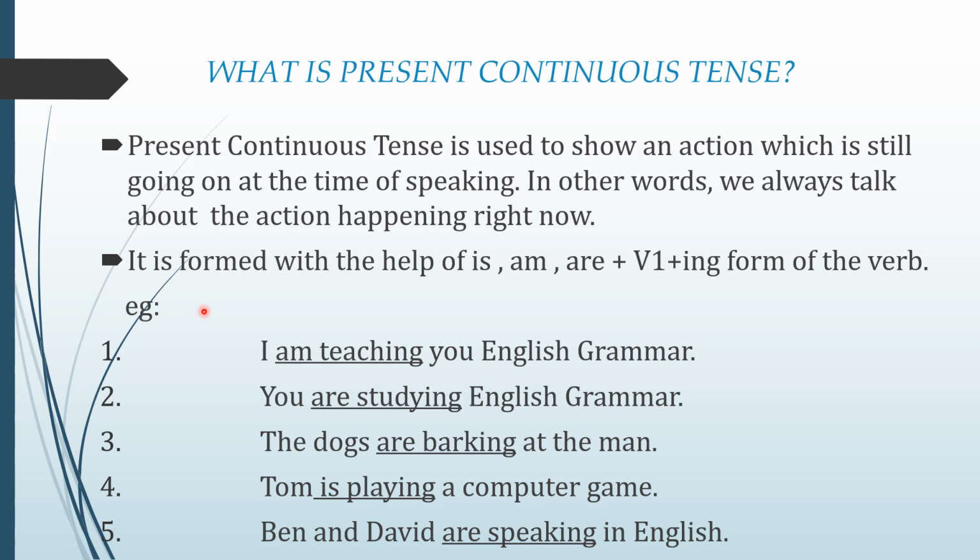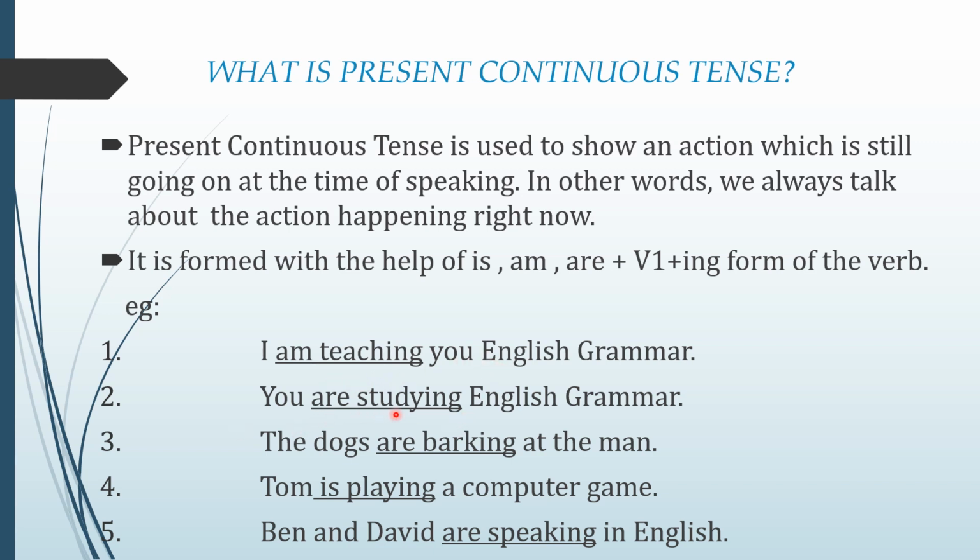Now, how are the sentences of present continuous tense formed? They are formed with the help of is, am, are as a helping verb, plus the first form of the verb and the ing form. For example, I am teaching you English grammar. In this sentence, children, "am teaching" is your verbal group. Here, am is the helping verb and teaching is the main verb. So this is an example of a present continuous tense sentence.